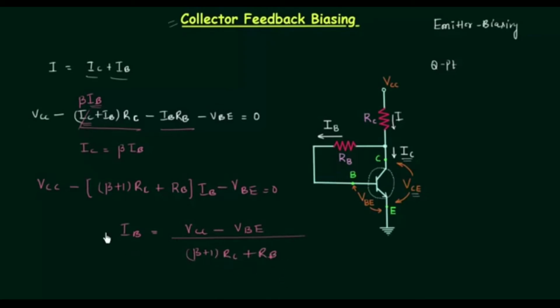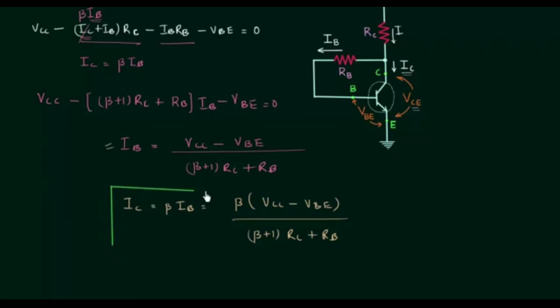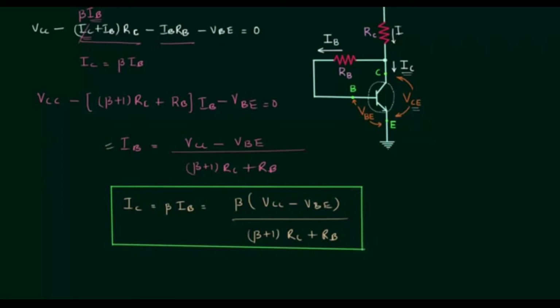So this is the expression of base current IB, and now we will find out the collector current. The collector current IC is simply beta times IB. So we have beta times (VCC minus VBE) divided by ((beta plus 1) RC plus RB). So this is the expression for the collector current, and in this way we have the y coordinate of the operating point.